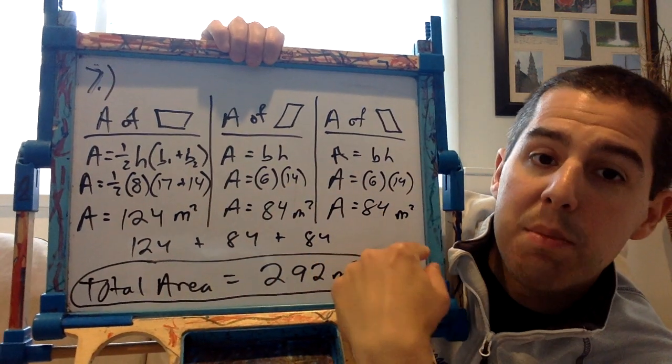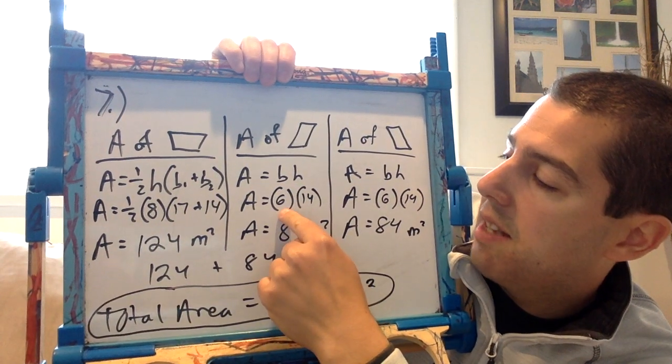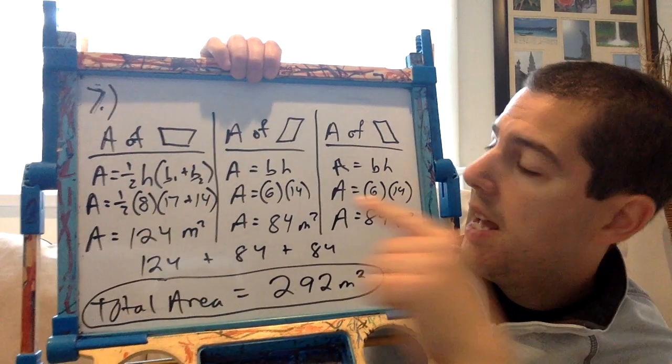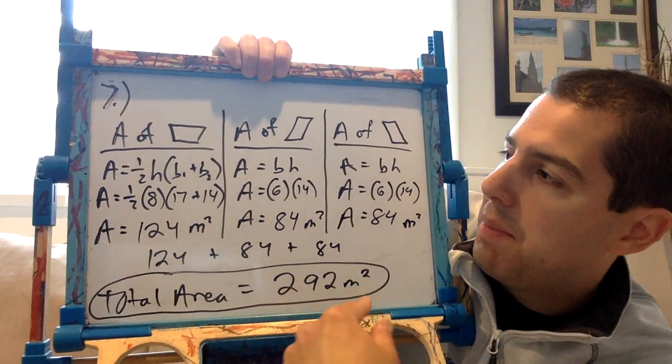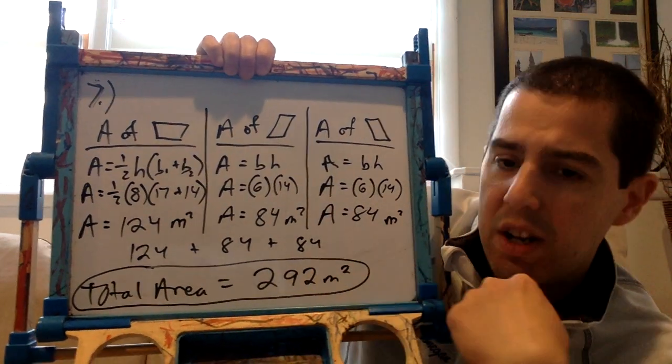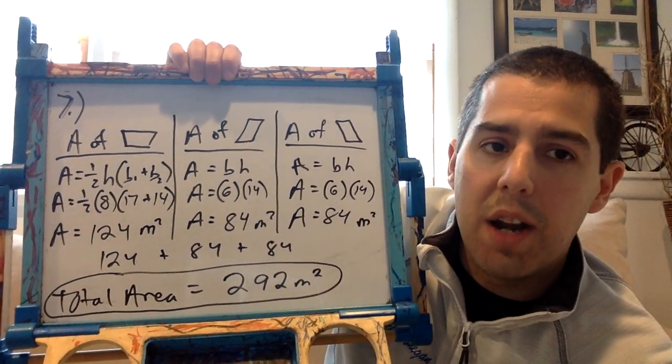Both of the parallelograms were the same size. They had the same base of 6 and the same height of 14. And then 84 and 84. Added up the area of all 3 shapes and got a total area of 292 square meters.